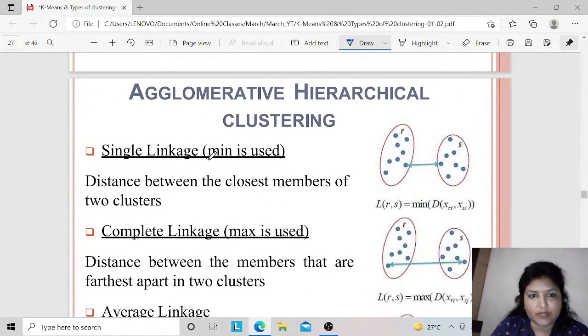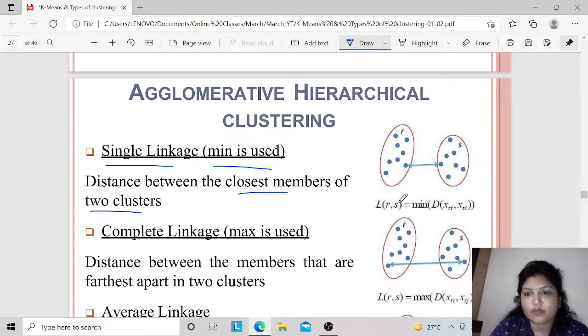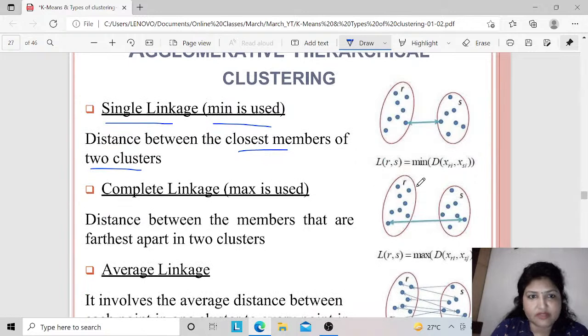Let us start one by one. Single linkage, minimum is used: the distance between the closest members of two clusters. Suppose this would be my one cluster and these are my two data points, and they have the minimum distance between both the data members, right? Then we have complete linkage.